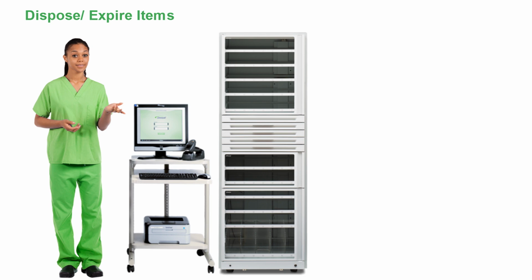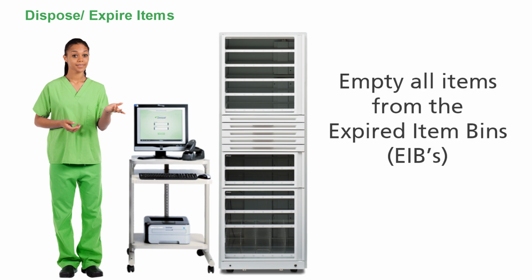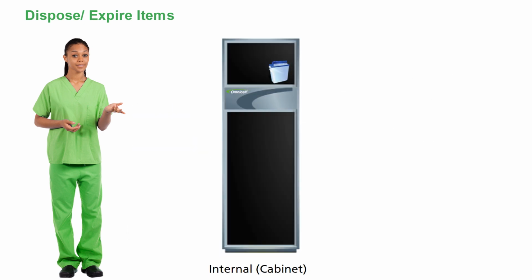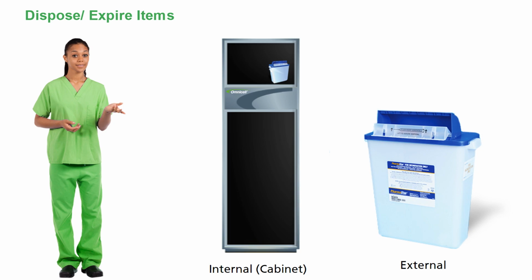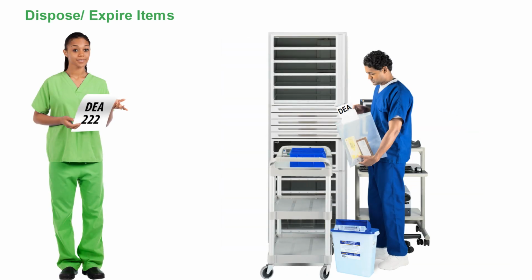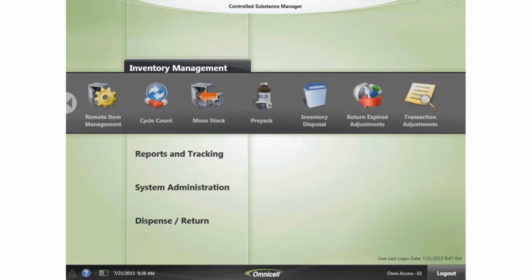When you are disposing items in CSM, you are guided to empty all items from the CSM Expired Item Bins, or EIBs. EIBs may be assigned to CSM cabinet locations or to external locations. A Drug Surrendered for Disposal, or DEA 222 form prints, which must be kept with Control Level 2 expired items and given to the reverse distributor when items are turned over for disposal. In this demonstration, you will learn how to dispose expired medications.